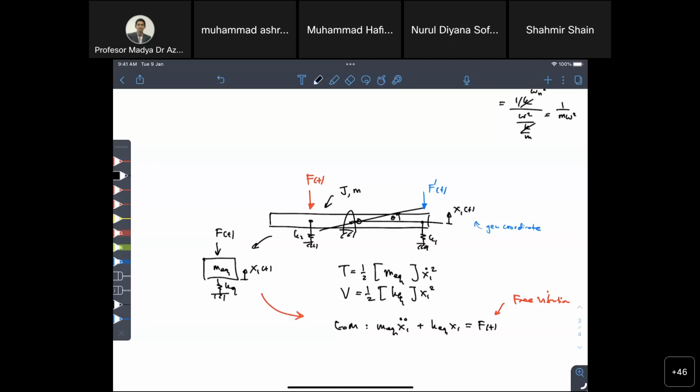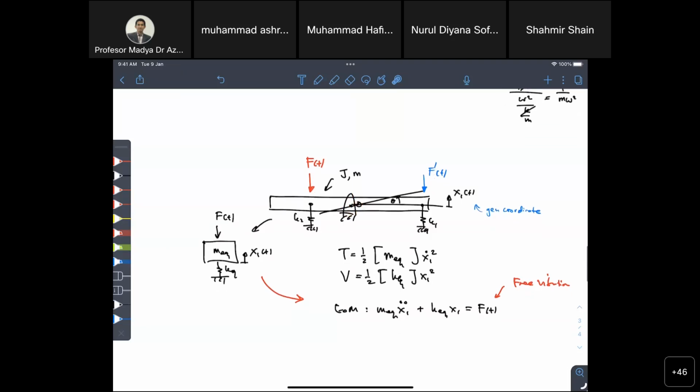The force here, the original force, will contribute a moment at O. So if we want to replace the force here to be here, then that force should contribute the same moment at point O. Do you get me? So what is the moment at point O because of the original force?